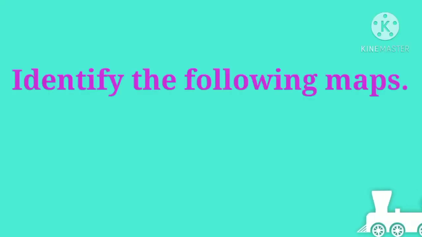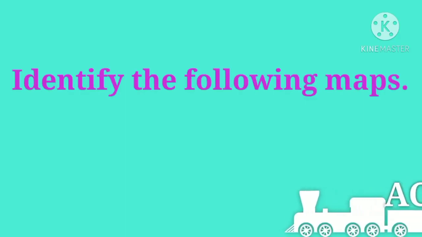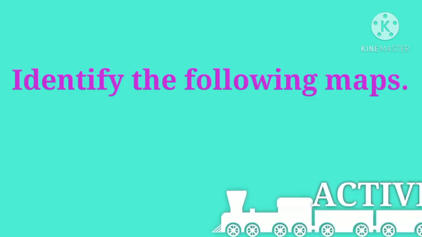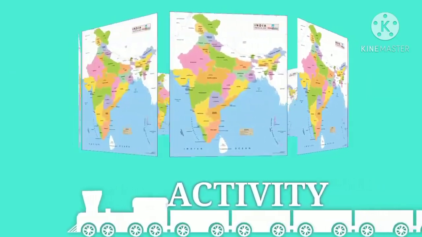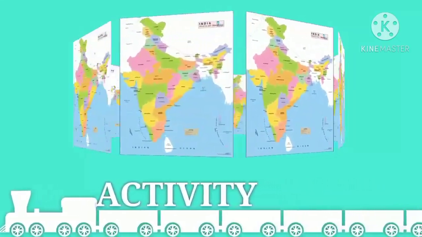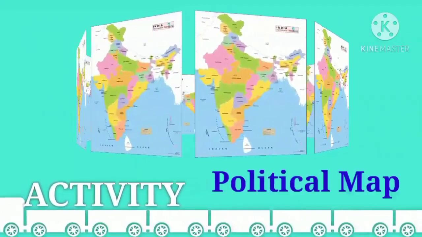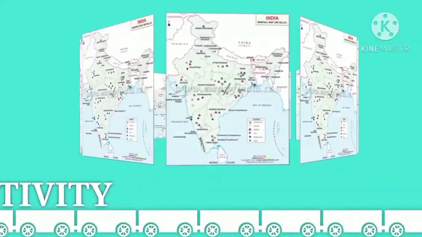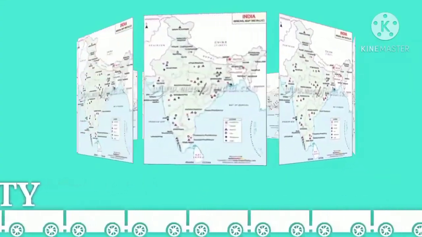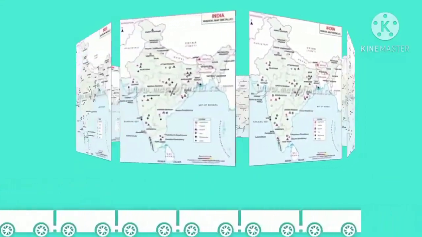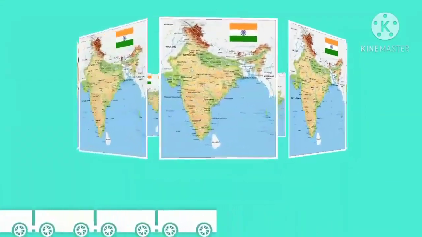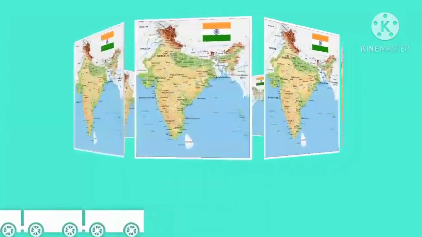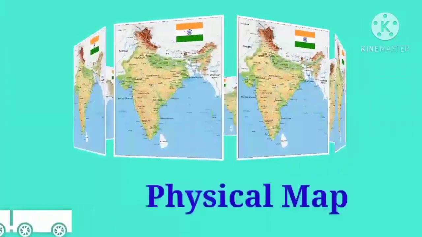Now you have to play a game with me. Identify the following maps. आपको मैं पिक्चर दिखाऊंगी, आपने उस मैप को आइडेंटिफाई करना है. The first map is showing the boundaries of states. So this is a political map. Now look at the second map carefully. बेटा ये हमें किसी थीम के बारे में बता रहा है. तो this is a thematic map of India. And the last one is showing physical features. This is a physical map of India.